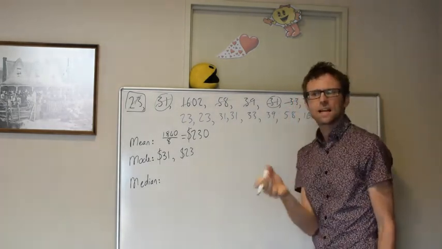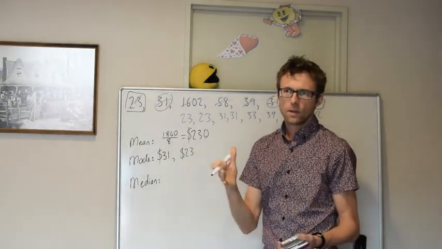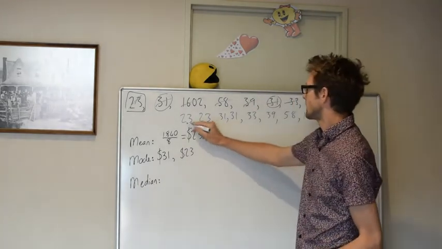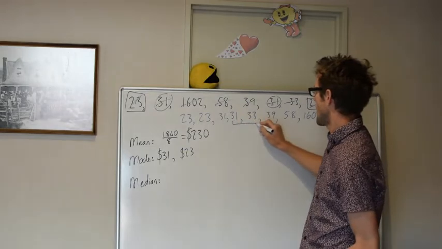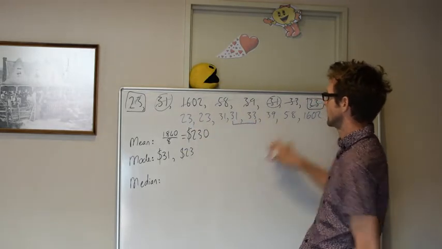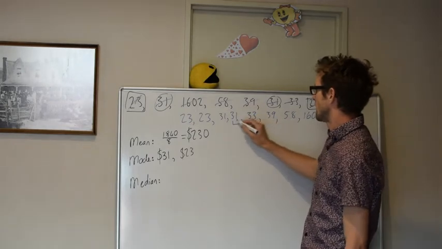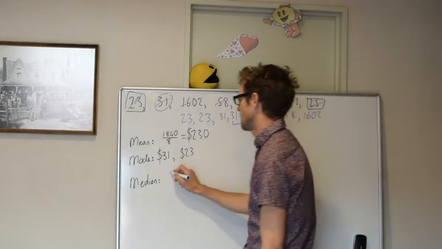There are 8 pieces of data. For the median, you divide that 8 by 2, which is 4. Since it's an even set of data, we're going to take our 4th and our 5th values. So there's 3 on this side, 3 on that. We're going to find the mean of these, or halfway between them. Well, halfway between 31 and 33 is $32.